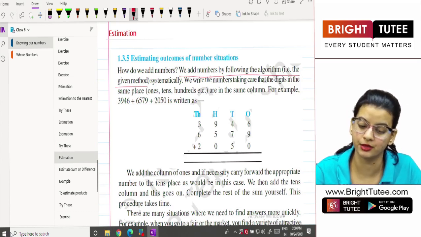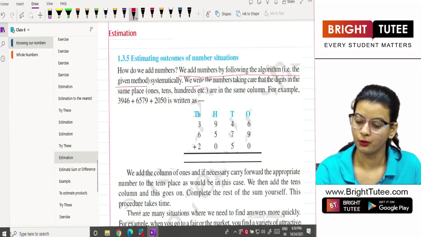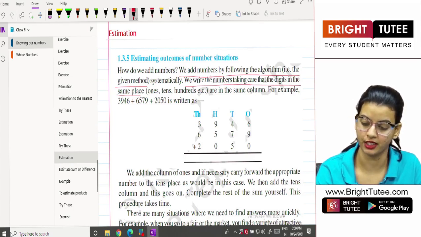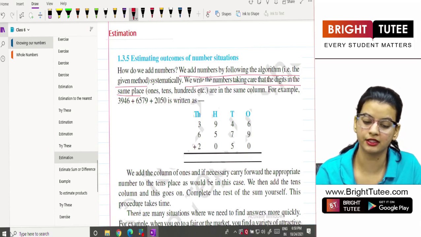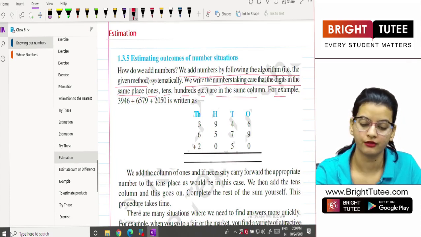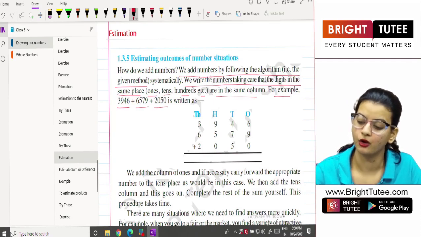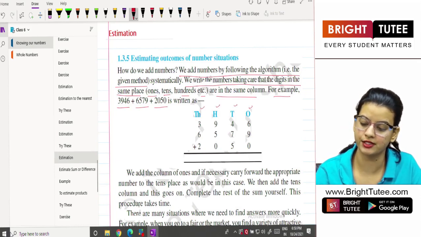We add numbers by following the algorithm systematically. We write the numbers taking care that the digits in the same place, that is ones, tens, hundreds, etc., are in the same column. For example, 3946 plus 6579 plus 2050. How can we write these? We have ones, tens, hundreds and thousands. So we will write this as 3946 plus 6579 plus 2050.